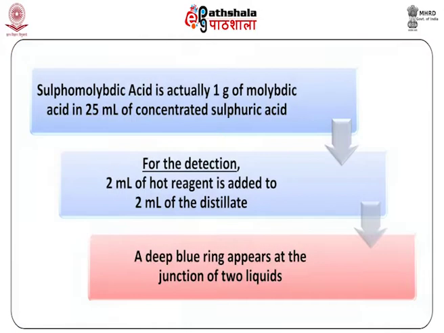The sulfomolybdic reagent is actually 1 gram of molybdic acid in 25 milliliters of concentrated sulfuric acid. For the detection, 2 milliliters of the hot reagent is added to 2 milliliters of the distillate. A deep blue ring appears at once at the junction of the two liquids. On shaking, the whole mixture becomes deep blue.